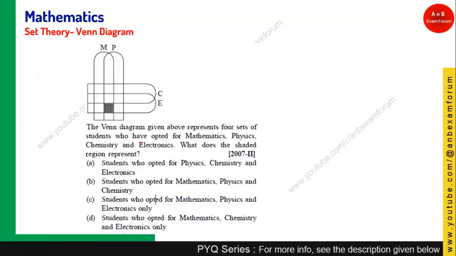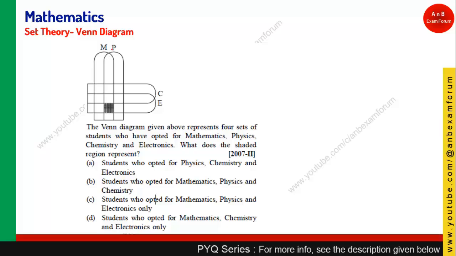Basically this Venn diagram represents 4 sets. Those who have opted for maths, physics, chemistry and electronics, so M maths, P physics, C chemistry and E electronics, we need to tell what this shaded portion is. Okay, so the shaded portion has only the maths, physics and electronics part, chemistry is not there. So let's see, students who have opted physics, maths, chemistry, so chemistry is there, you can ignore it, and chemistry is there, so option C is the right answer.